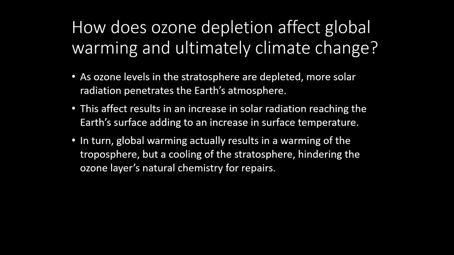Now, the question would be, how does ozone depletion affect global warming and ultimately climate change? As ozone levels in the stratosphere are depleted, more solar radiation penetrates the Earth's atmosphere, exposing us to solar radiation, also adding to the increase in surface temperature. Global warming actually results in warming of the troposphere, but cooling of the stratosphere, hindering the ozone layer's natural chemistry for repairs.